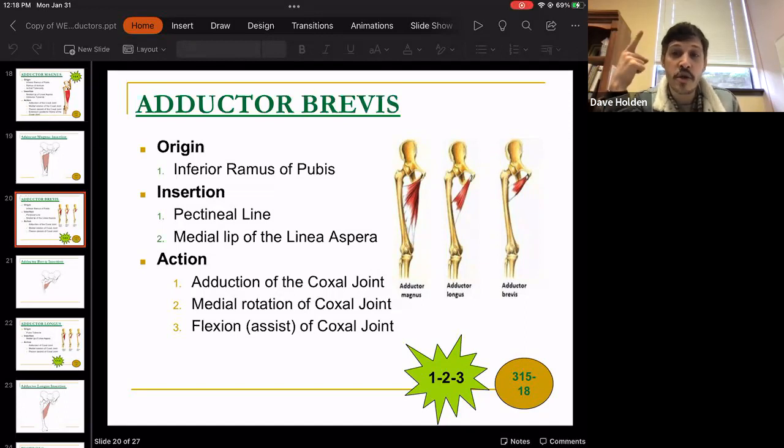So since it starts on the pubis, that's on the front side. So starting on the front of the hip tells me flexion. Being in the adductor group tells me adductor. And since it inserts on the medial lip of the linea aspera, when it pulls on that, it's going to pull the thigh into a medial rotation. So we've got medial rotation number 3.